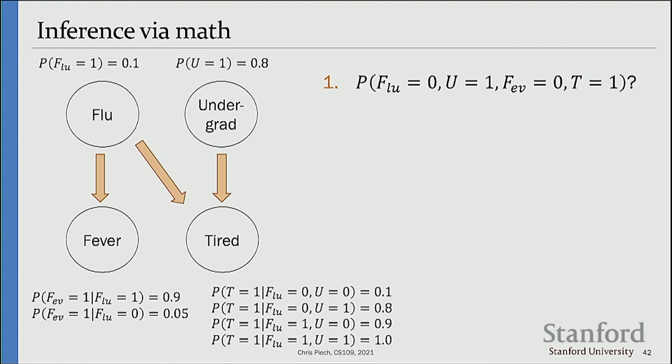What is the probability that the person doesn't have a flu, they are an undergraduate, they don't have a fever, and they are tired? Can you figure out that probability? And this will be the first step towards that beautiful, beautiful dream that we can do inference on any graphical model. Okay, talk about it with the person next to you. Let's see if we can figure out how to do this. Ask me lots of questions. I love this conversation.